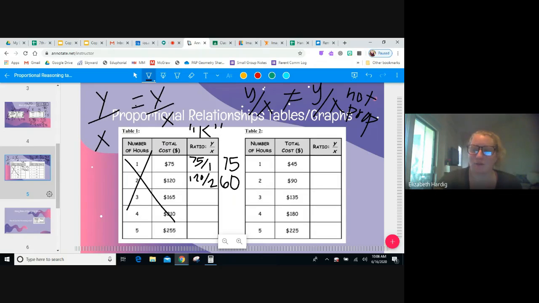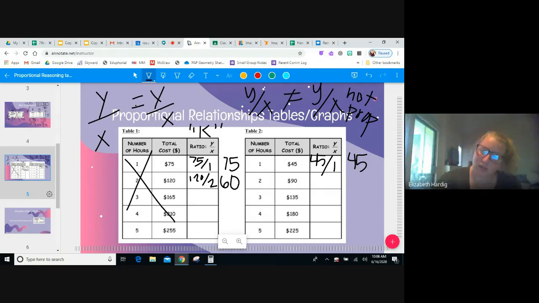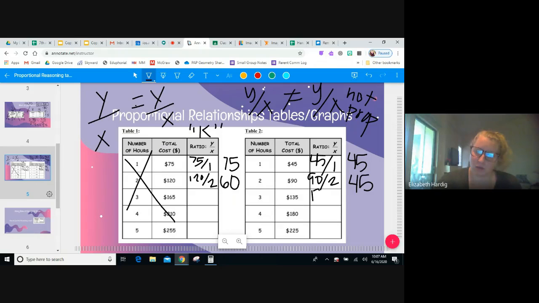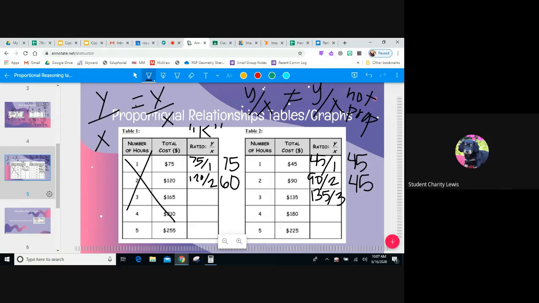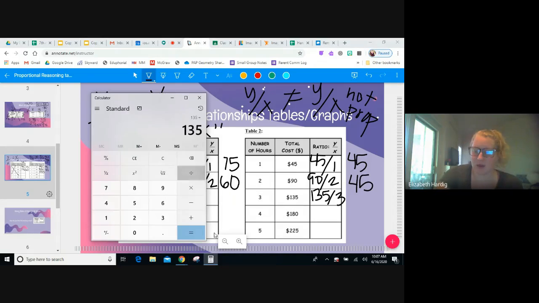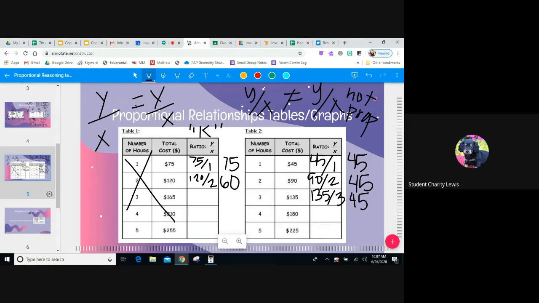Well, what is 45 divided by 1? 45. What is 90 divided by 2? 45. What about 135 divided by 3? Is it still 45? I'm just guessing. Let's check. 135 divided by 3, it is. So that is proportional, table 2.